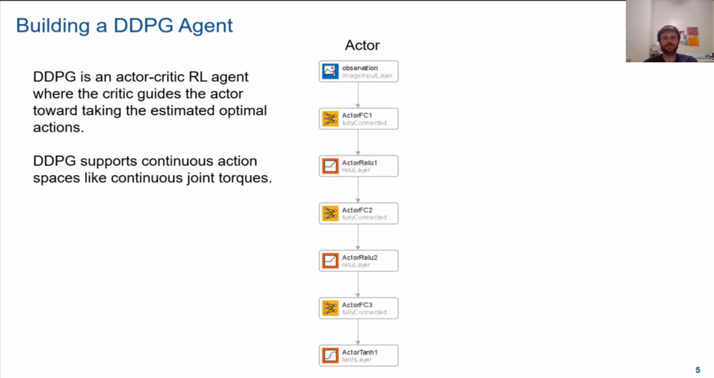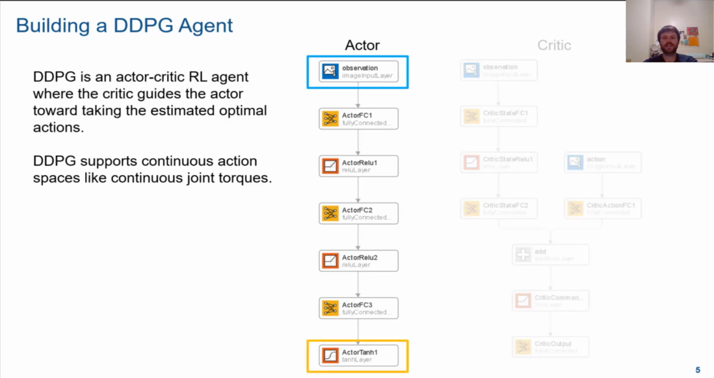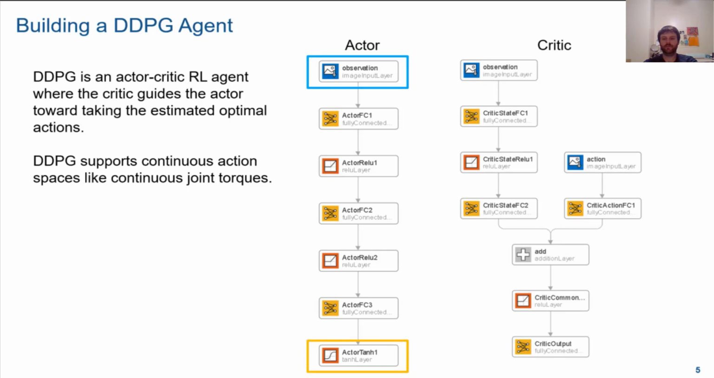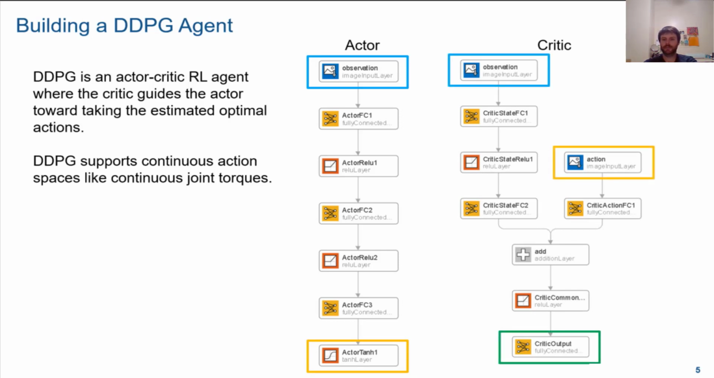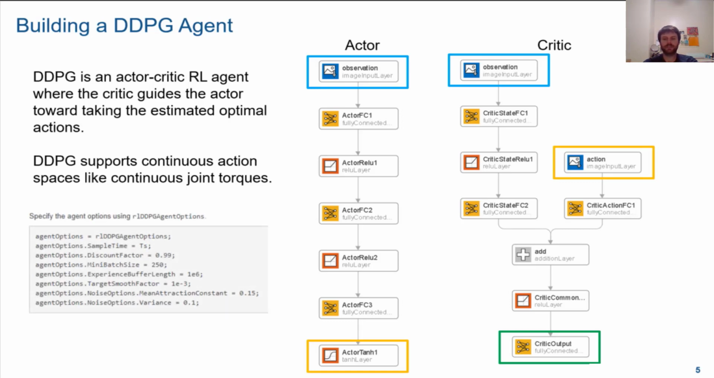The actor computes an action given an observation. The critic estimates expected long-term reward given an observation and action pair. In this case, our actor and critic are modeled with deep neural networks built with the Deep Network Designer tool. We also configure options to modify how the DDPG agent learns.